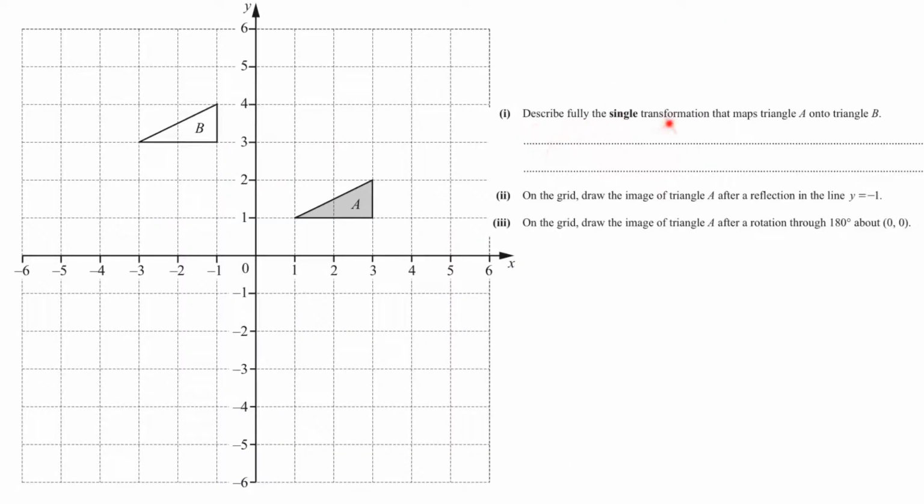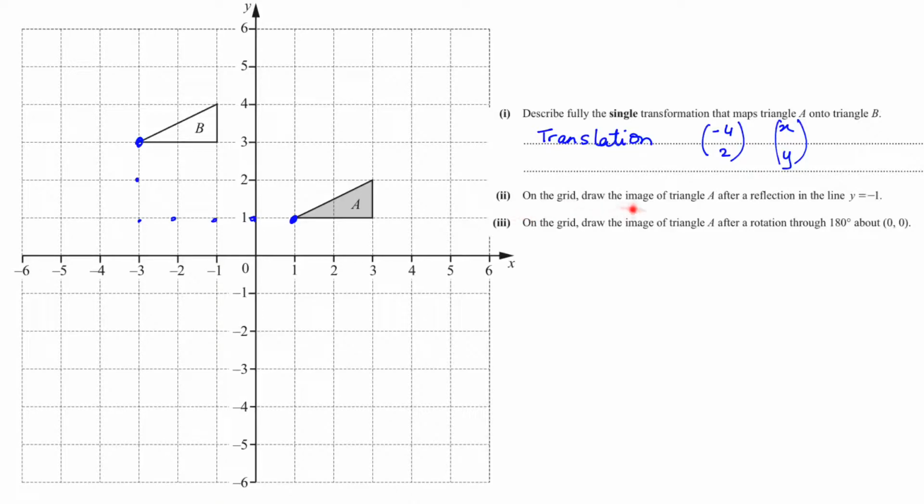B1. Describe fully the single transformation that maps triangle A onto triangle B. The size is same, only it has shifted. So that means it is a translation. Choose one point to see how this point has translated to this. 1, 2, 3, 4. It moved to the left by 4. So -4. And then it moved up by 2. The top is for x and the down is for y.